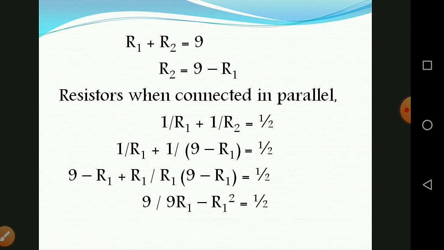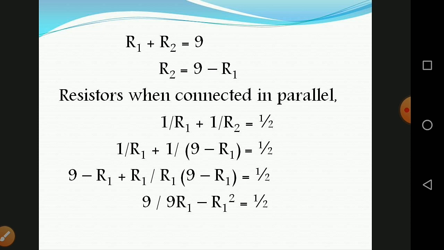First, when connected in series, the effective resistance is equal to 9, so R1 plus R2 is equal to 9. It becomes R2 is equal to 9 minus R1. When the resistors are connected in parallel, 1 by R1 plus 1 by R2 is equal to half, because the effective resistance is equal to 2 ohm. So 1 by R1 plus 1 by R2, where R2 means 9 minus R1. So 1 divided by 9 minus R1 is equal to 1 by 2.